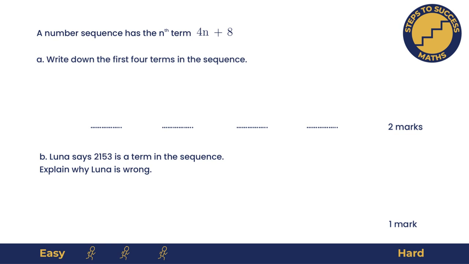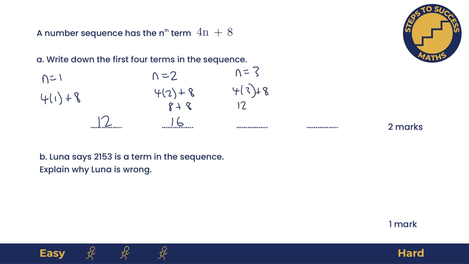So the first one will be when n is 1. 4 times 1 plus 8. So that's 4 plus 8 is 12. Then the next one will be 4 times 2 plus 8. 4 times 2 is 8 plus 8, so that's 16. The next one, 4 times 3 plus 8, so that's 20. And now you can see the pattern is going up in 4s. So that's 24, and then it would be 28.